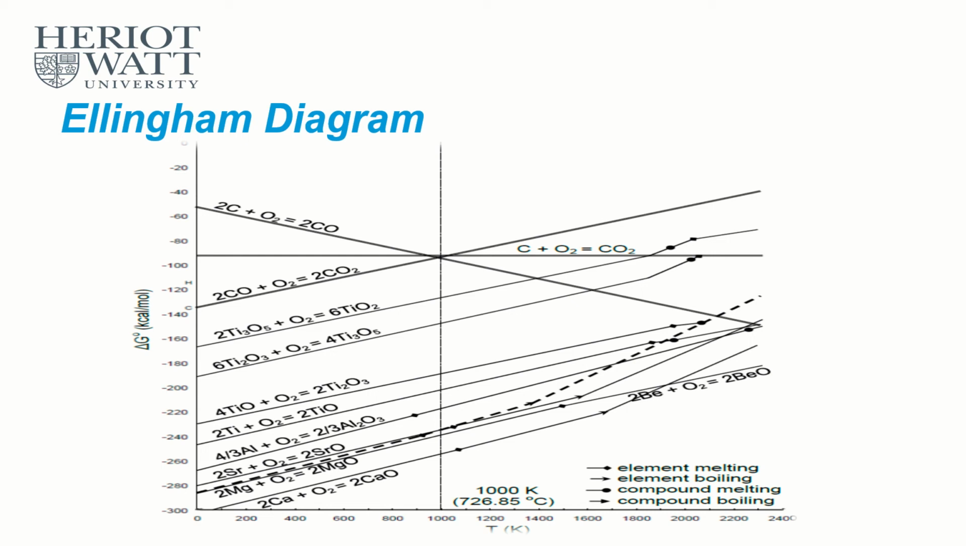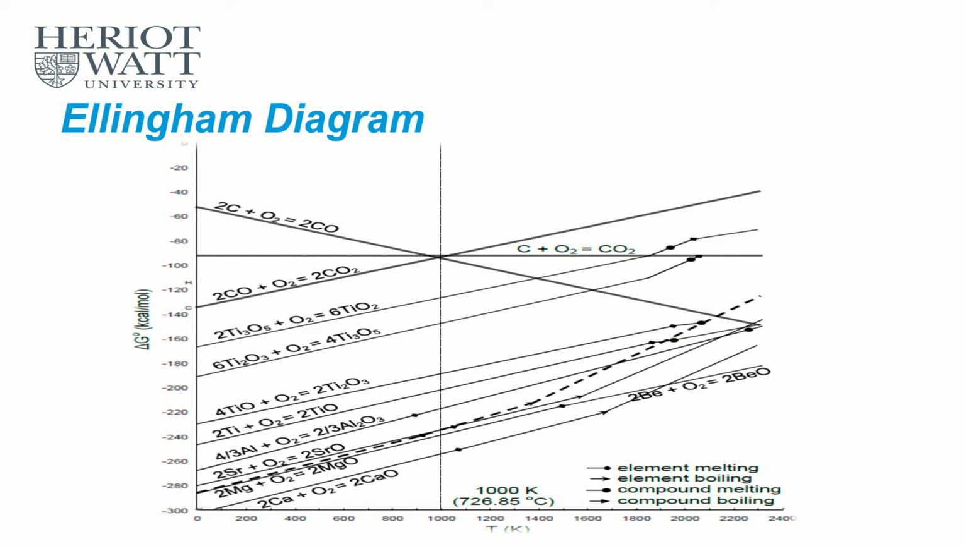Again, from the graph here, you can see that all the values on the y-axis are negative. So that makes sense. All these reactions are spontaneous reactions, which is why they have a negative Gibbs free energy.